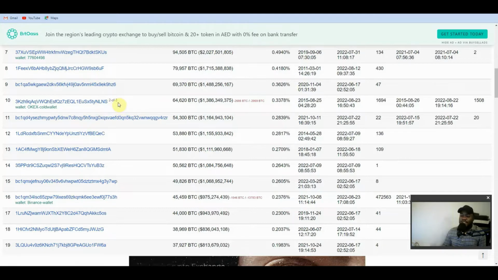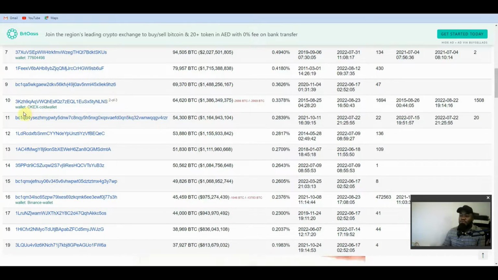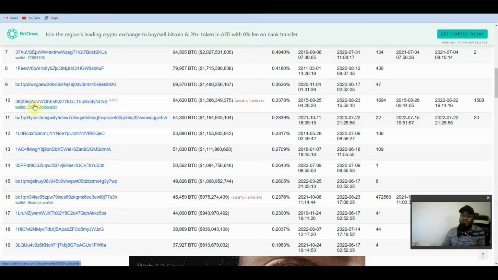Now, you can also track, and when you see a wallet address with a 2 of 3, that is a multi-sig wallet. Multi-sig wallets are those wallets that are owned either by an institution or by a group of firms. You can call it a trading institution. And their wallet is on OKX code wallet.